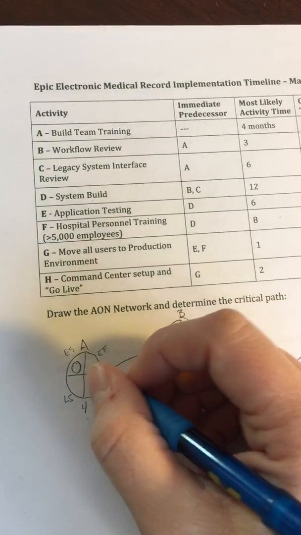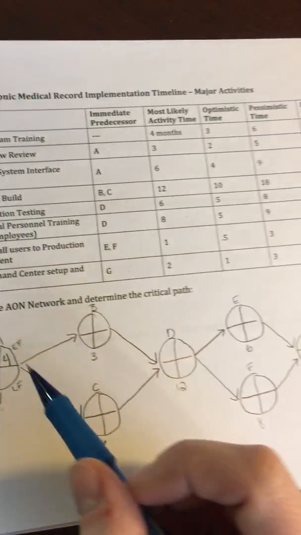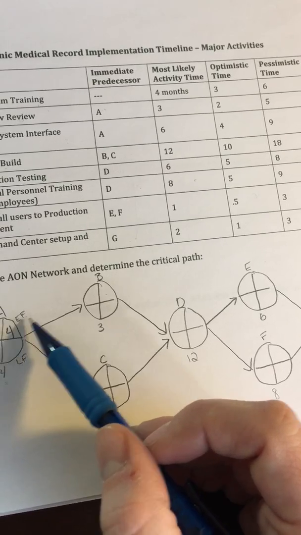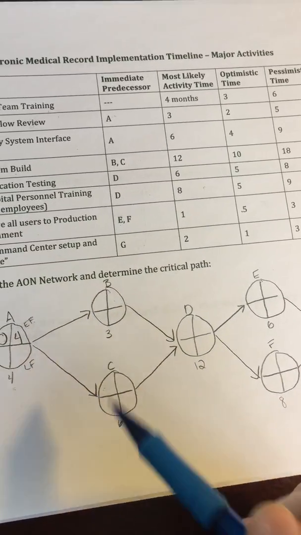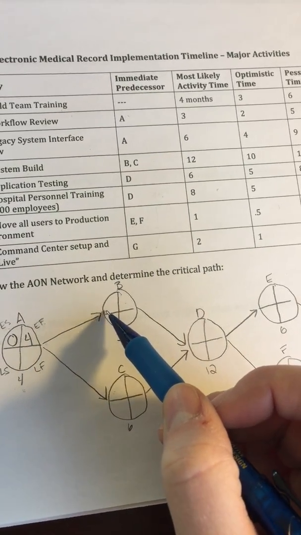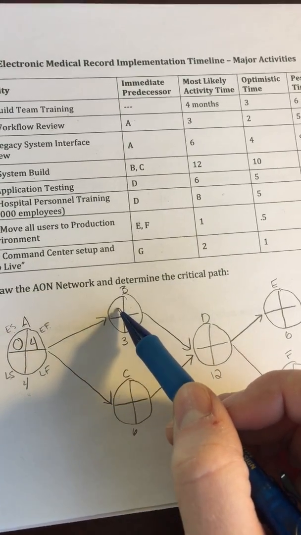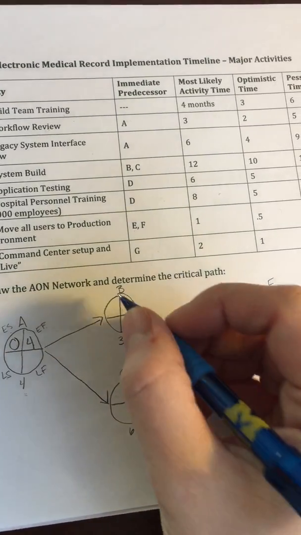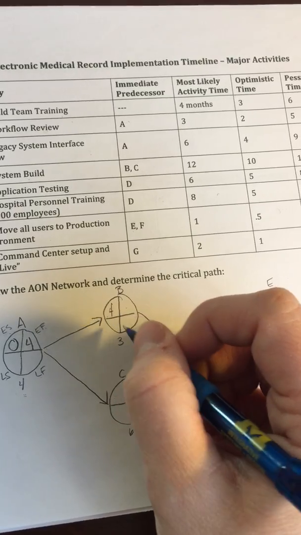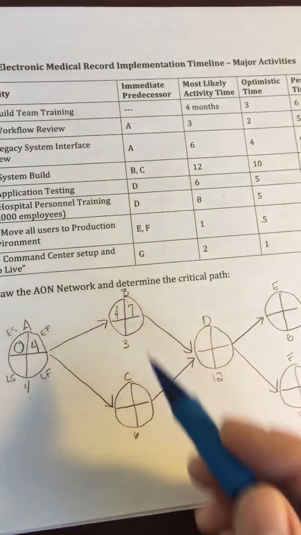So 0 plus 4, we put a 4 over here. Now we carry that early finish over to the activities that follow. So remember, B cannot start until A is complete, so the earliest time it could start would be at 4 months. We do 4 plus 3, and that will be 7.